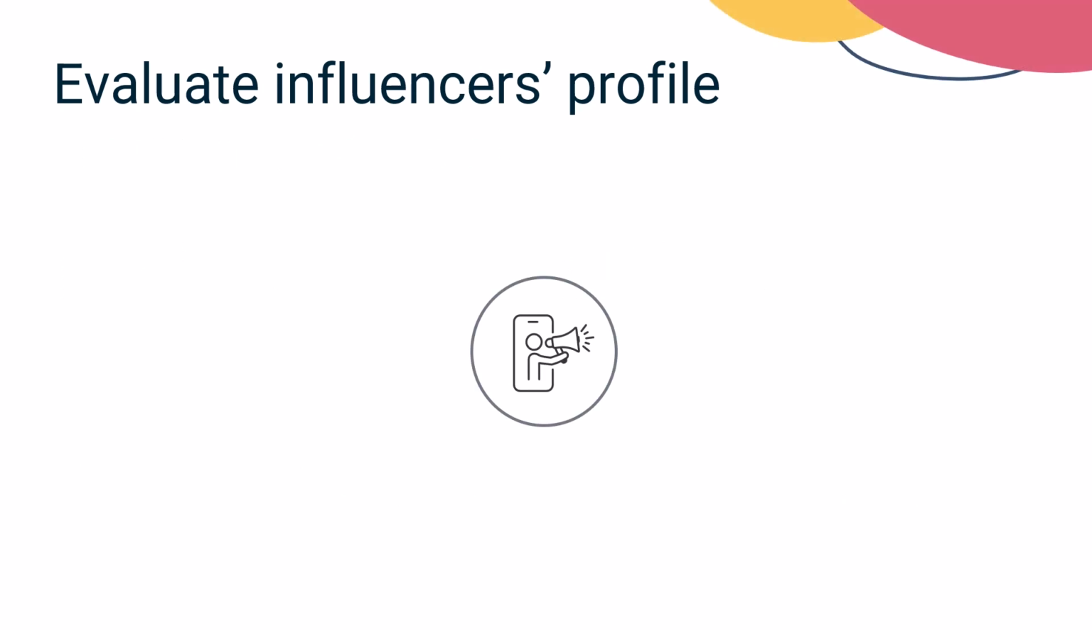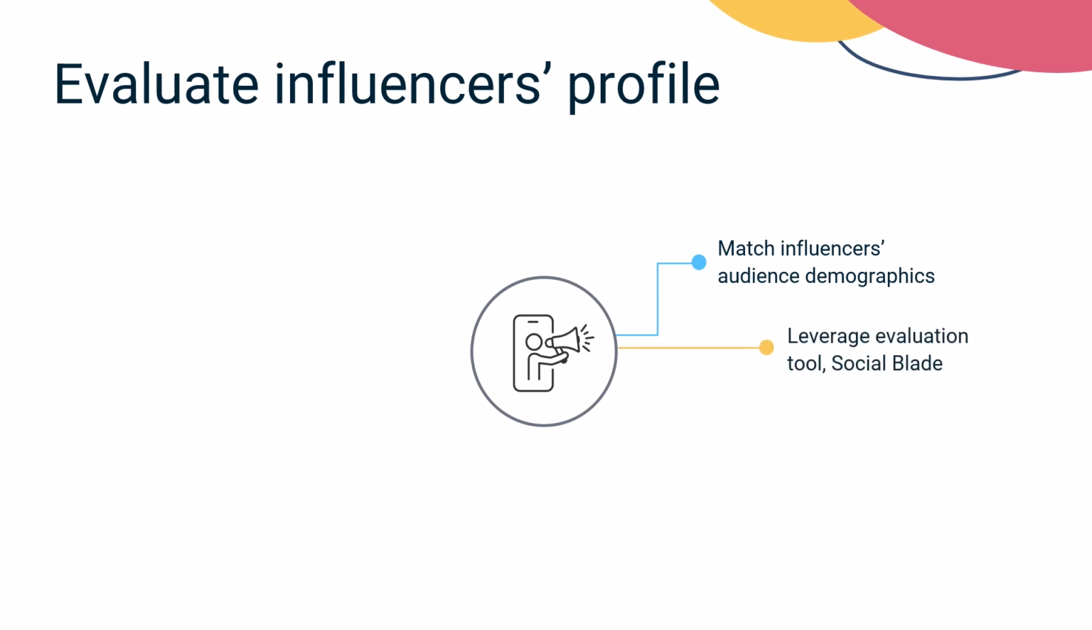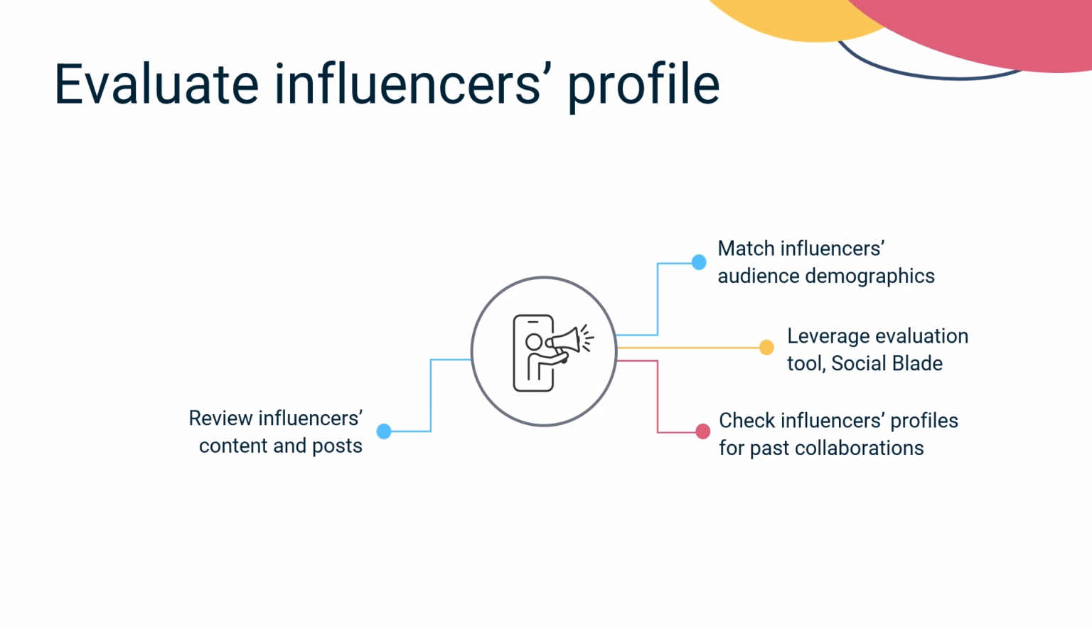Businesses should evaluate influencers' profiles once they shortlist them. For example, match influencers' audience demographics with the target audience's location, age, and interests. Tools like Social Blade can help analyze influencer audiences. Checking influencers' profiles for their past business collaborations and requesting case studies or insights into previous campaign success rates can help select potential influencers. Reviewing influencers' content and posts helps to assess content quality, authenticity, and relevance to your brand.